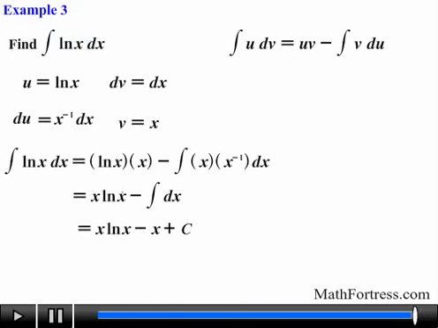Alright, in our next video we will find more complicated integrals that require you to repeatedly apply the integration by parts formula.